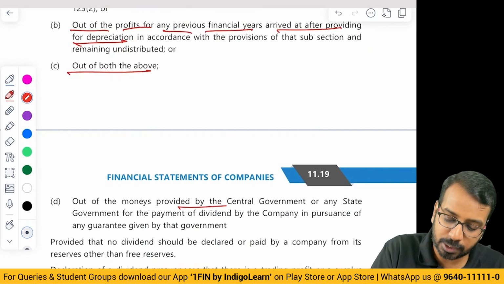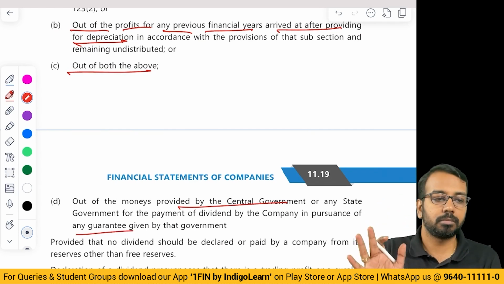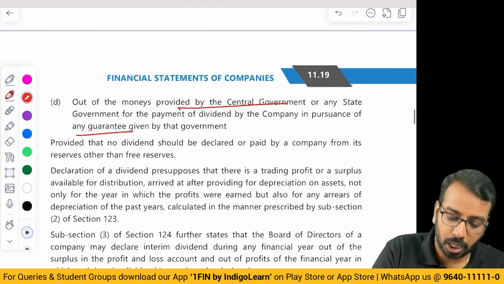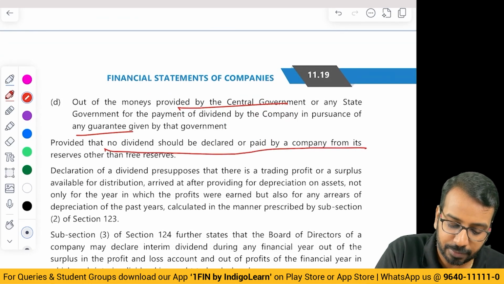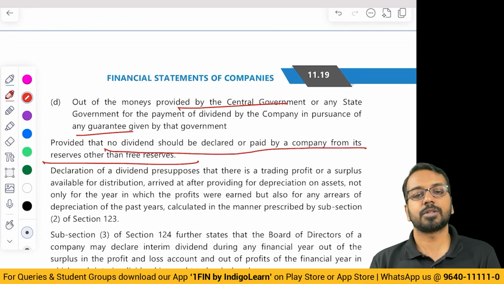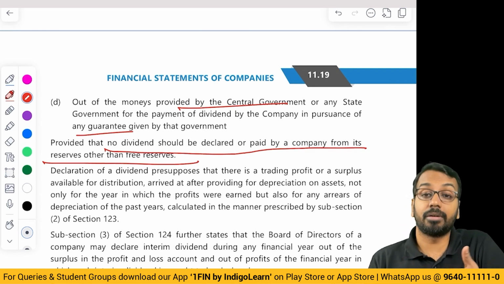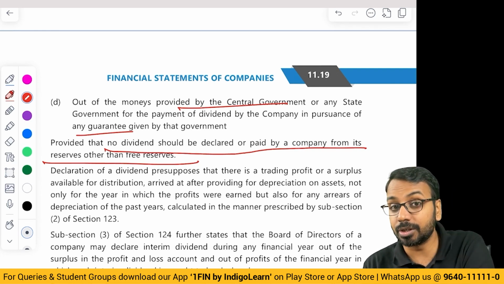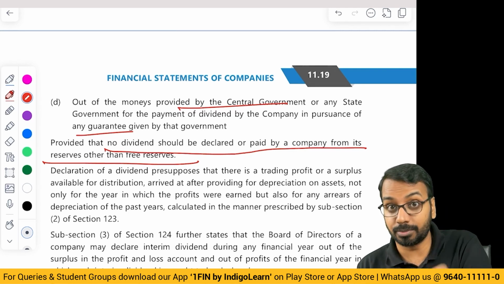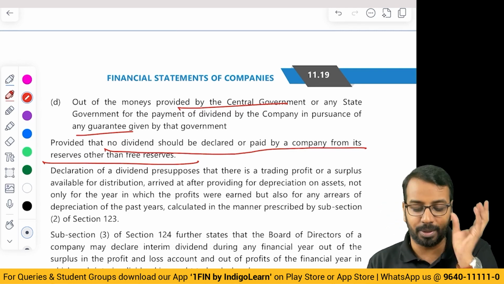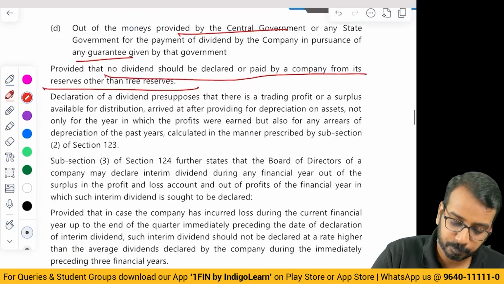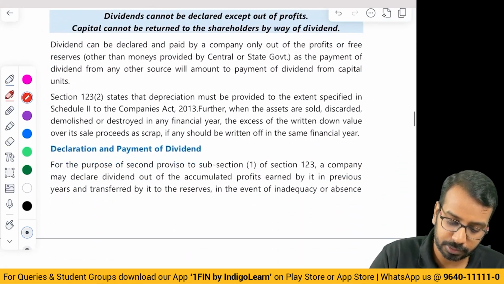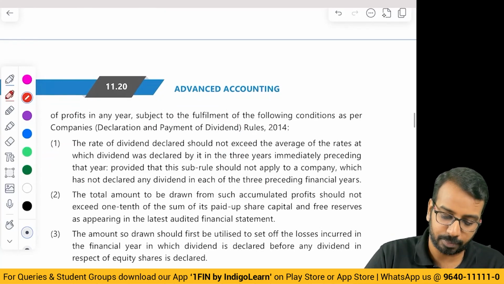Then, if the government has provided some money, that money can also be used. A dividend should not be declared or paid from reserves other than free reserves. It means I cannot pay dividend out of securities premium account. I cannot pay dividend out of, let us say, revaluation reserve. I cannot pay dividend out of capital redemption reserve. Those cannot be used to make payment of dividend. That is the fundamental part of dividend.